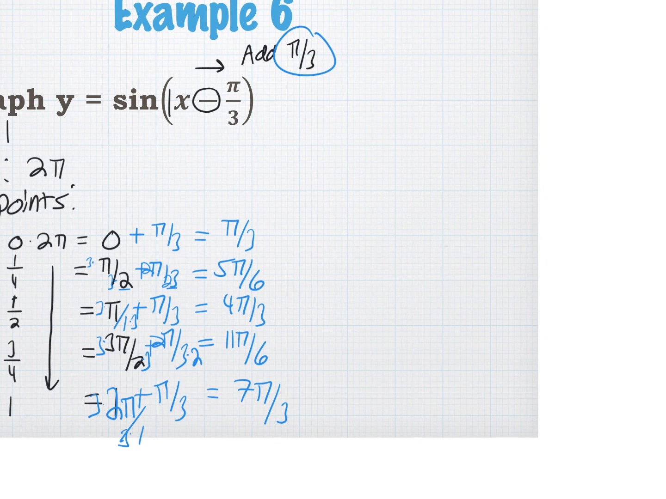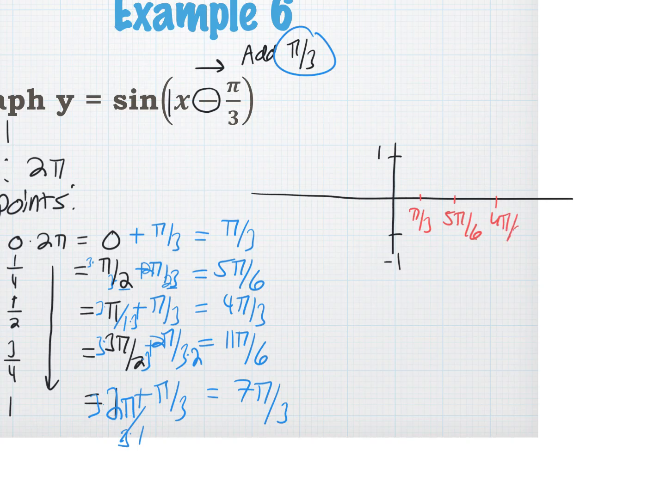So we're going to take these values now, and we're going to plot them on the graph, all right? So we're going to have an amplitude of 1 and -1, right? Instead of starting at 0 now, we're going to start at pi over 3. Let me label that on the graph. So pi over 3, 5 pi over 6, 4 pi over 3, 11 pi over 6, and then 7 pi over 3.